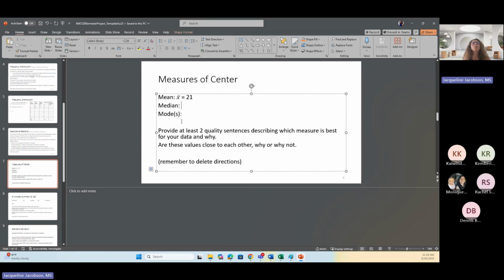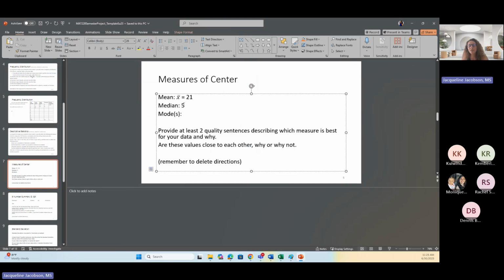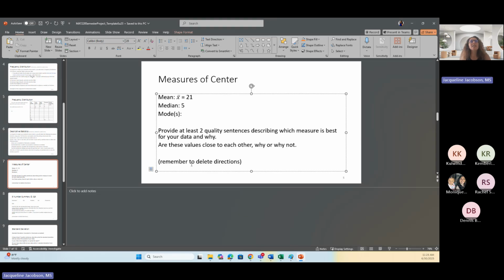The median, what is the median? Well, if I scroll down, the median is 5. Mode, what is the most repeated value? You can go to your list and sort it to determine which values repeated the most. That's not a hard one. Provide at least 2 quality sentences describing which measure is best and why.